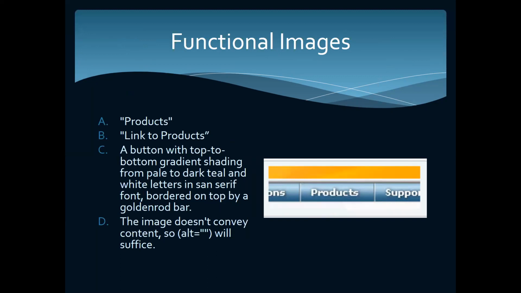Possible choices are A, products; B, link to products; C, a button with top to bottom gradient shading from pale to dark teal and white letters in sans serif font bordered on top by a goldenrod bar; and D, the image doesn't convey content, so alt equals quote quote, or null alt, will suffice. Think about what your choice would be.